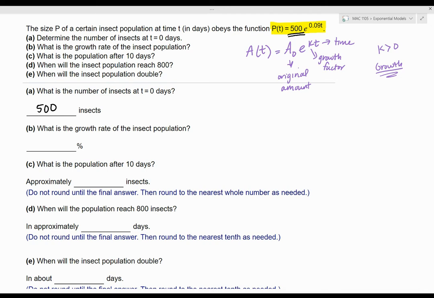Okay, let's look at B. B says, what is the growth rate of the insect population? Our growth factor is always what k is, and k is represented by a percentage here, which is what they want. So our k is equal to 0.09. If we change that decimal to a percent, it would be the same thing as multiplying it by 100. So 0.09 is equivalent to 9%.